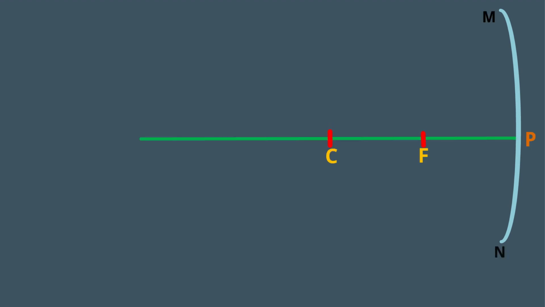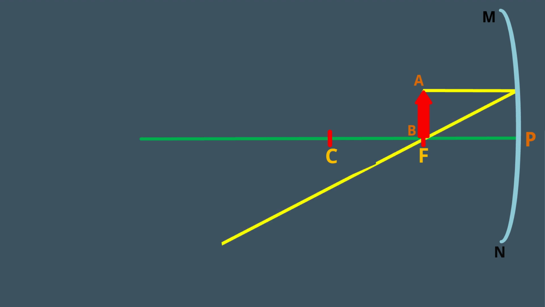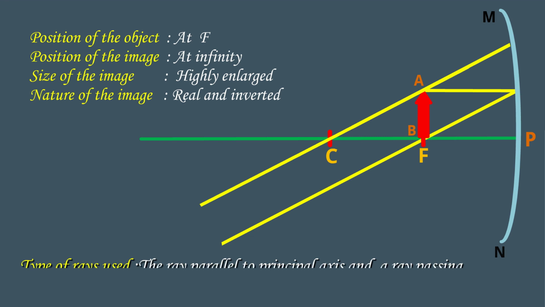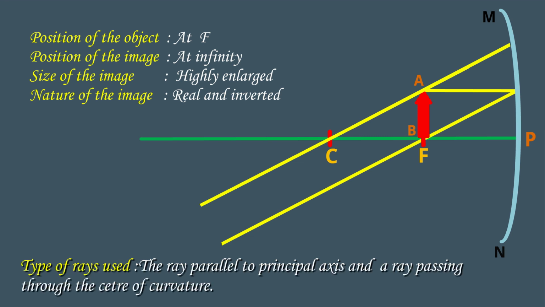Next position at F. Here we have to consider ray parallel to principal axis. After reflection, passing through principal focus, and the next ray passing through the center of curvature, which retraces its path after reflection. Here these two rays will become parallel to each other, and the image is formed at infinity, and the size of the image is highly enlarged. Nature of the image is real, inverted.